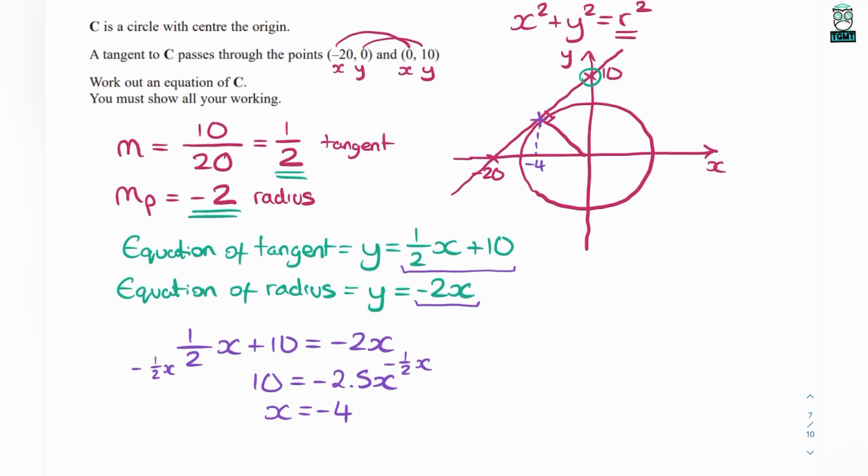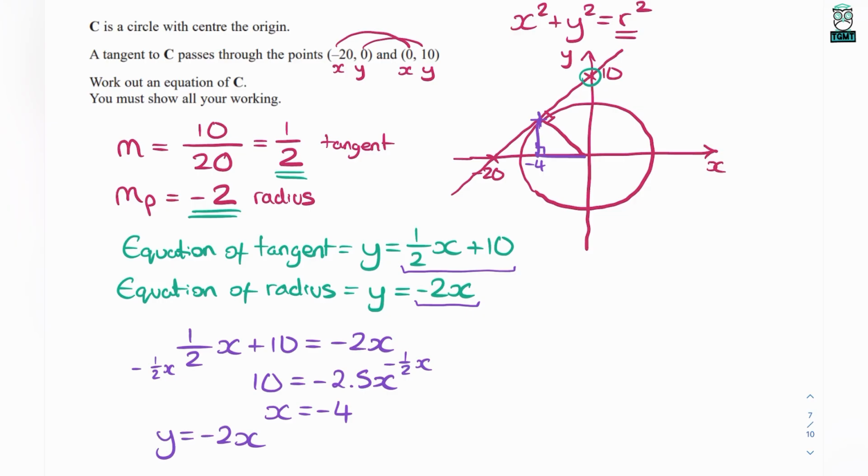I also want to know the y-coordinate. If I've got the y-coordinate, then I can start to work out the length of that radius, because I can use Pythagoras' theorem, because we have like a little right-angled triangle there inside our circle, which I've just sort of drawn on. So if we sub that in, we can sub it into either equation. It's probably easier for us to sub it into y equals minus 2x.